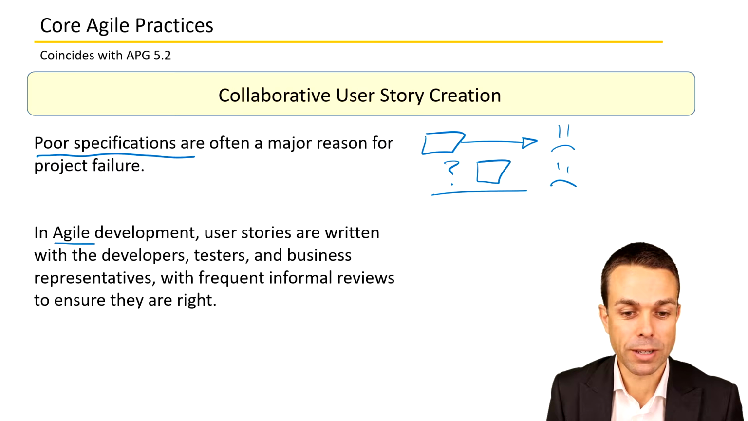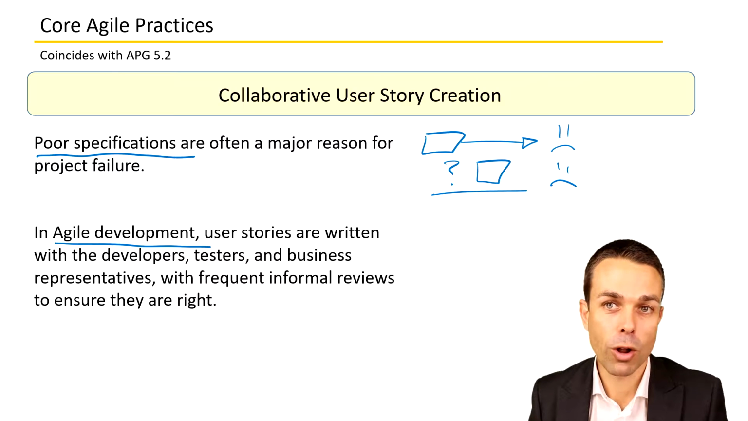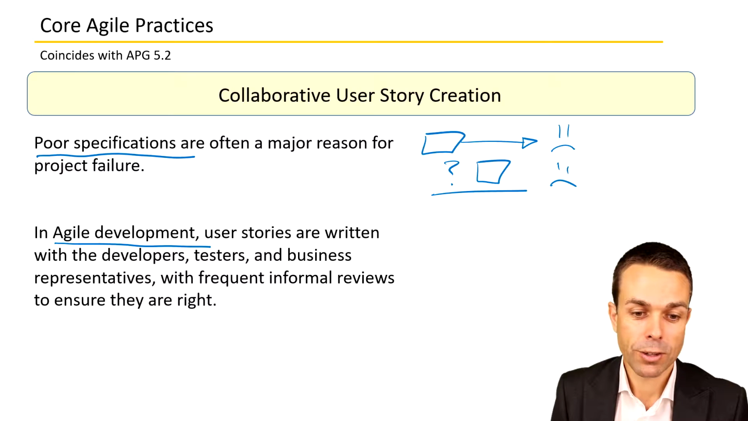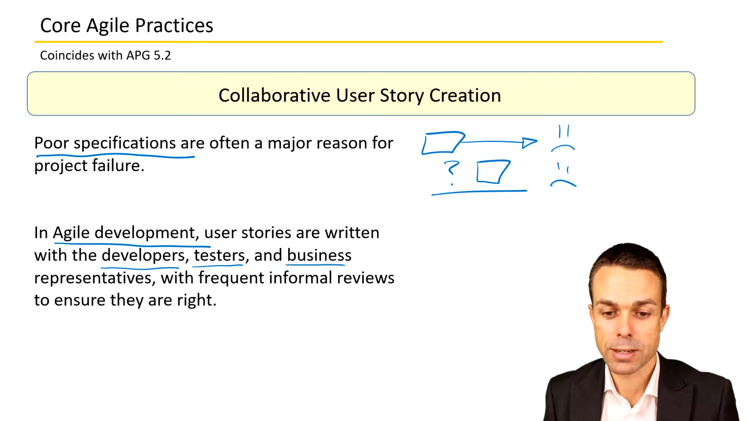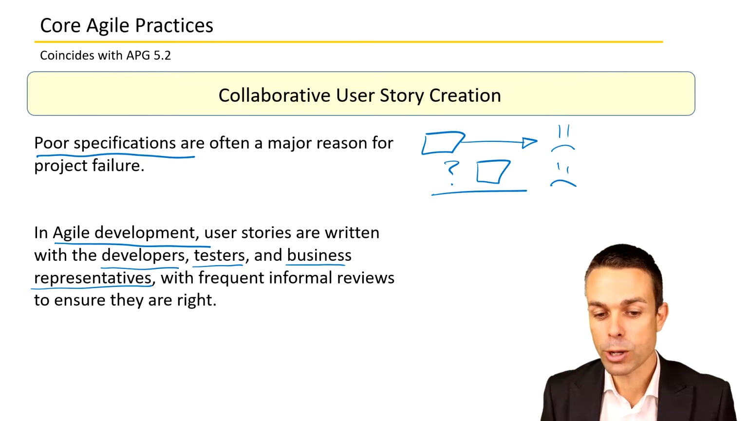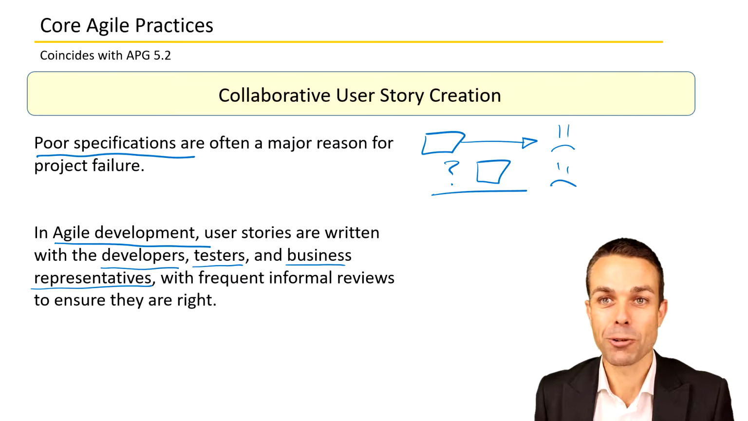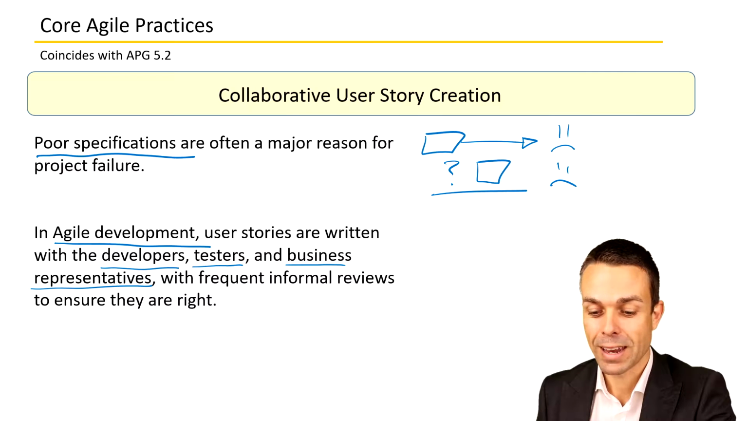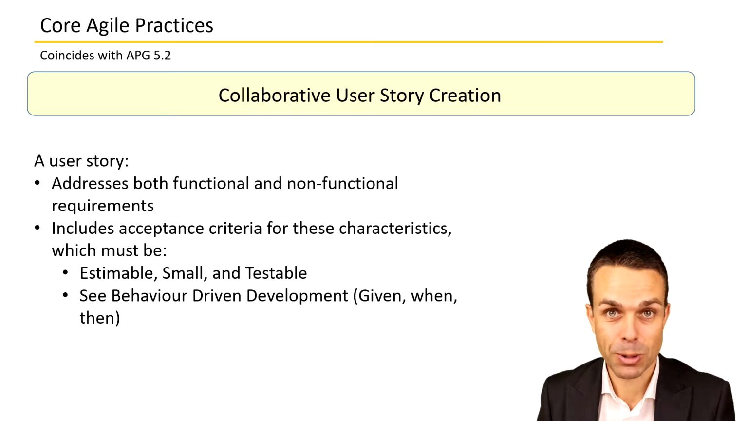In Agile development, user stories are written with a lot of the people involved, from the customer through to the people creating the product. So we've got the developers who are developing a product, testers, business representatives, or the product owner in the whole team approach, and with frequent informal reviews of the things that they're creating, just to make sure that they're right as we're going along. So everyone who needs to be is always involved, and it's always an ongoing conversation just to make sure that if we need to adjust, then we can.